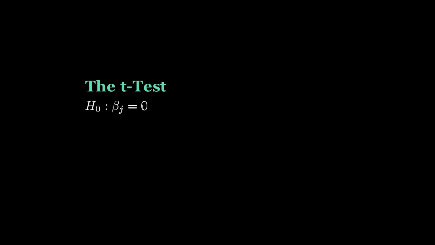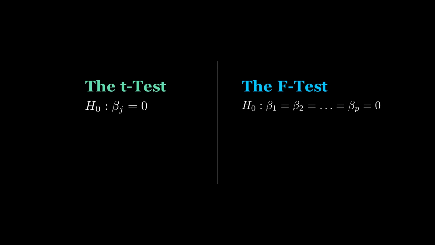You have already seen the t-test, which assesses whether a single regression coefficient is significantly different from zero. It answers the question, does this one predictor matter? The F-test takes a broader view. Instead of testing one coefficient at a time, it tests the entire model simultaneously. It asks, is there any predictor at all that explains variability in the response?